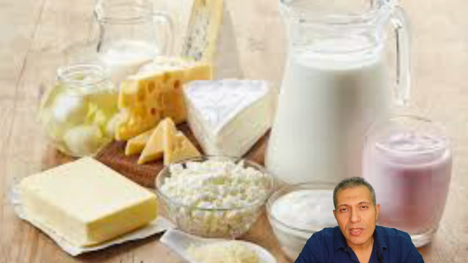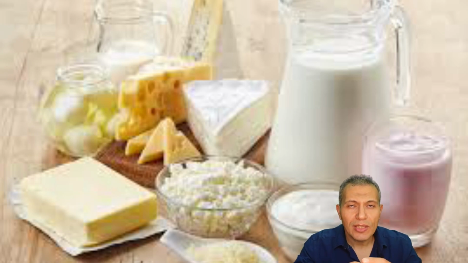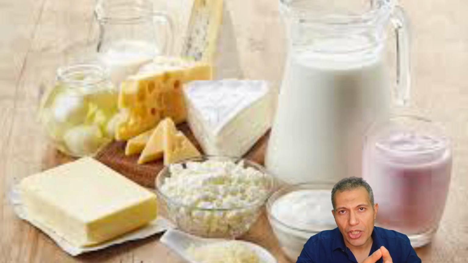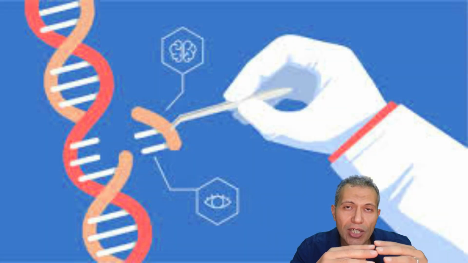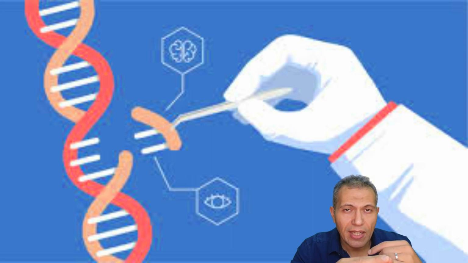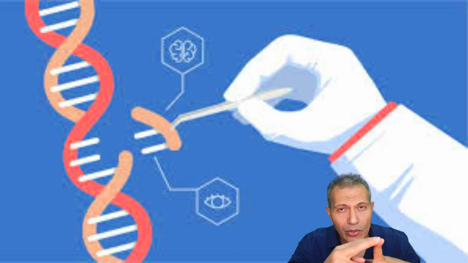The second importance of prokaryotes is that most milk products and the milk industry depend on the anaerobic cellular respiration of these bacteria, like cheese, yogurt, and other milk products. The third point, genetic engineering depends on bacteria, as do vaccine preparation, some medicines, and some antibiotics. All of them depend on the presence of bacteria.